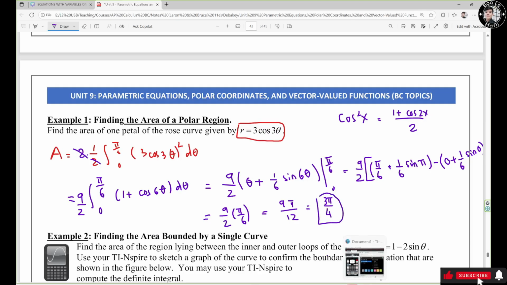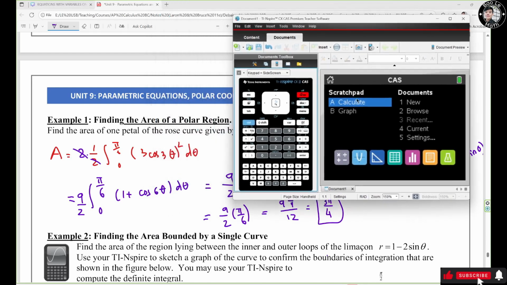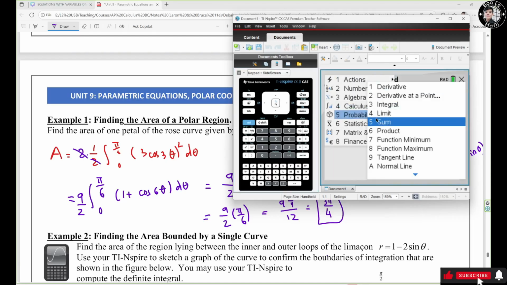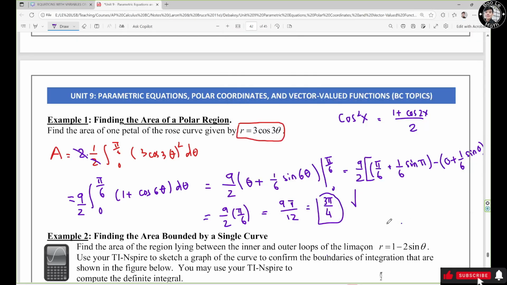Now I'm going to bring up the calculator to check our work. I just press menu, calculus, integral right here, from 0 to pi over 6, and press enter. It's going to be 2.35619. This is actually 3 pi over 4. Press Control enter, and it's going to be the same thing. So this one is correct.